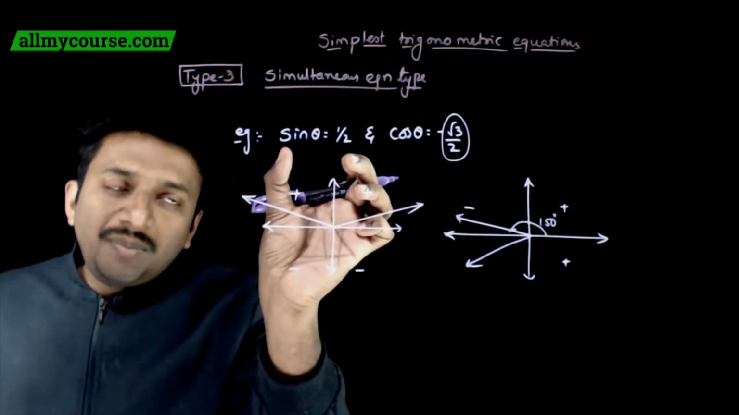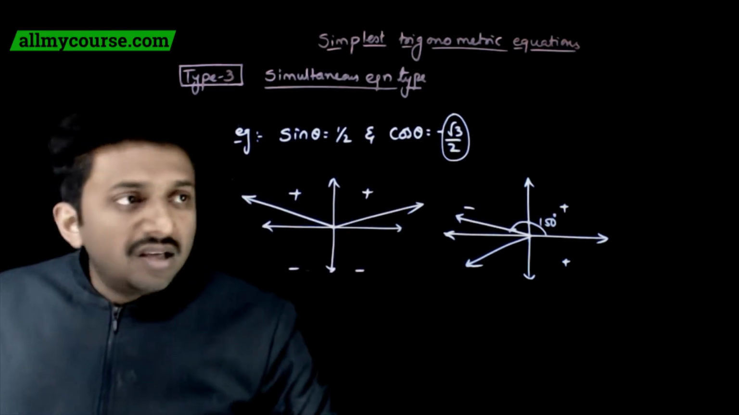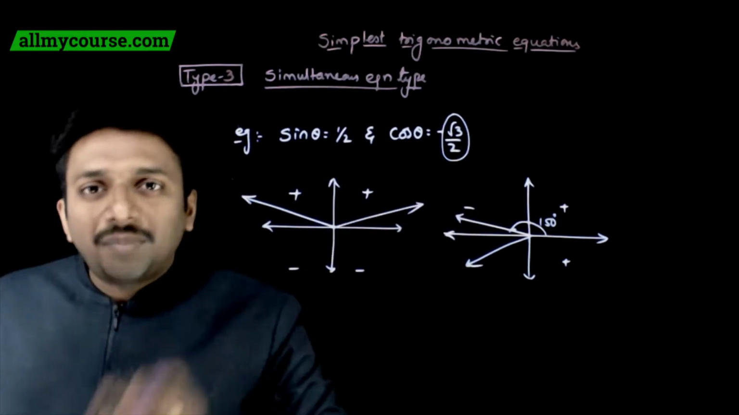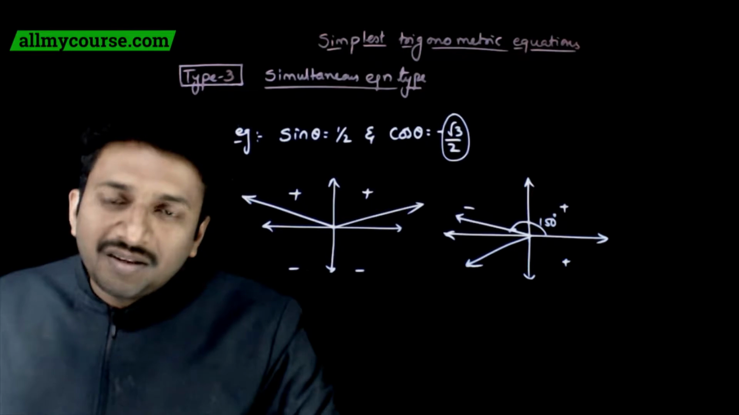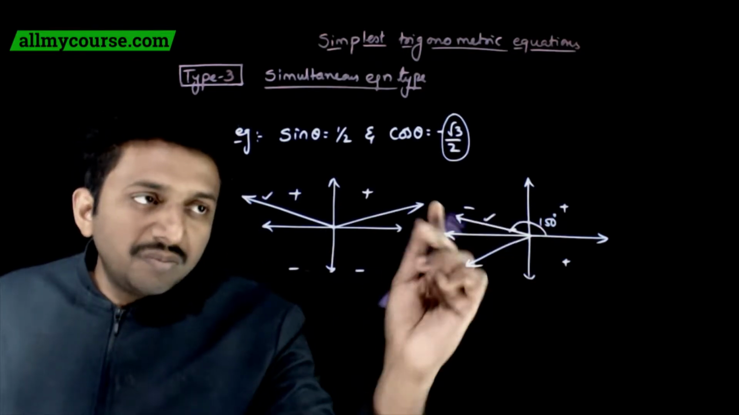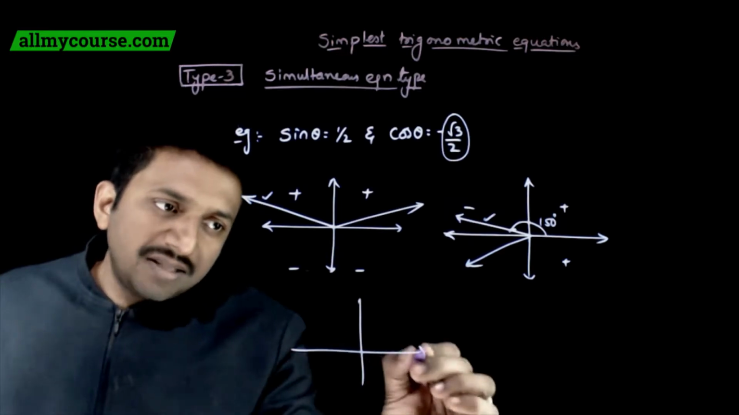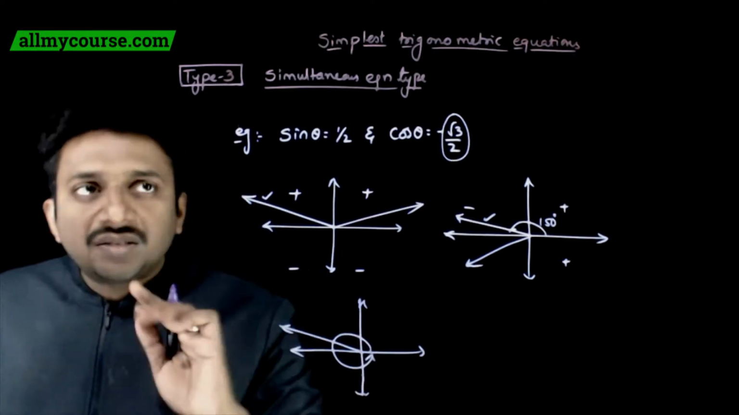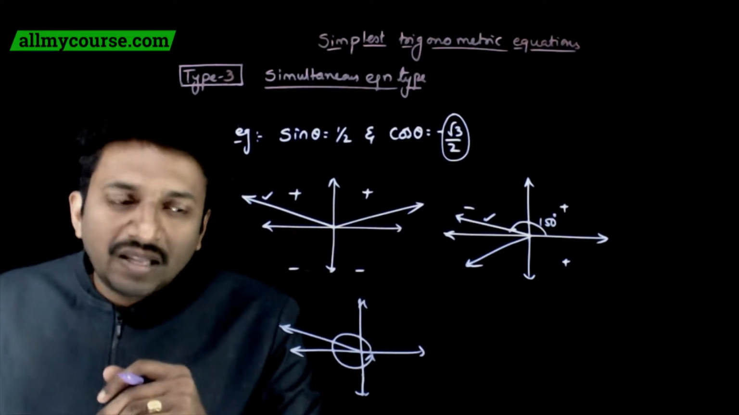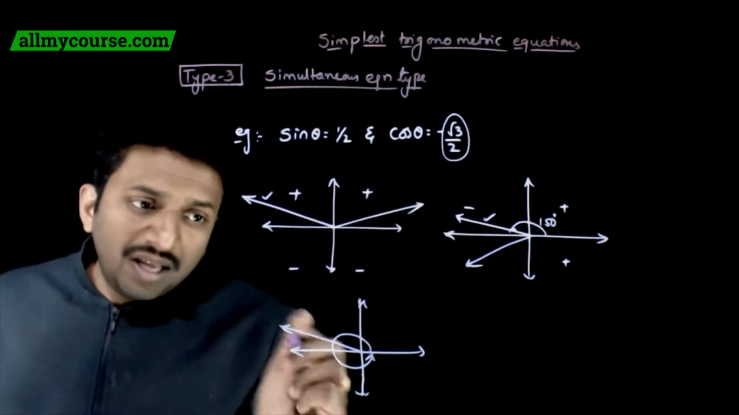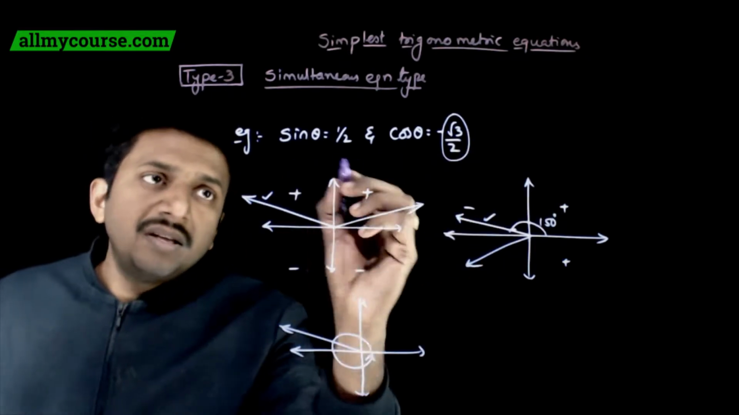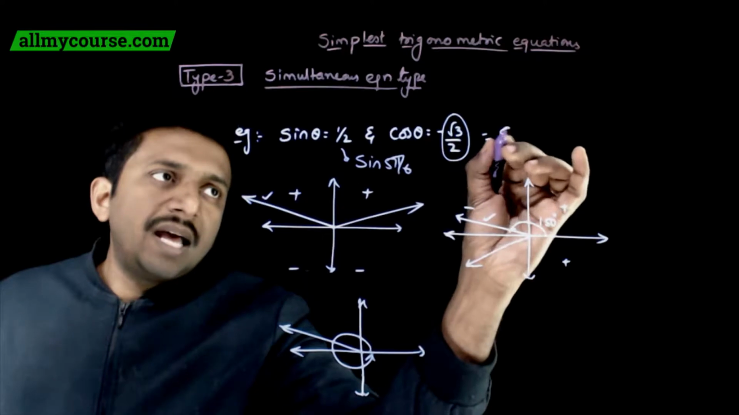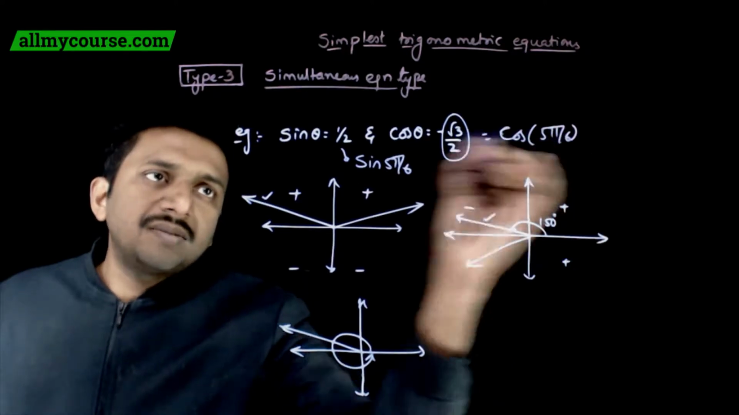Now sin theta will be equal to half at these two positions of the rays. Cos theta will be equal to minus root 3 by 2 at these two positions. So if these two should happen simultaneously, obviously the ray has to stop at the position which is common to both. So the answer is that you have only one position per revolution which satisfies both these equations simultaneously, and that position is 150 degrees, that is 5 pi by 6. So half can be written as sin of 5 pi by 6, and minus root 3 by 2 can be written as cos of 5 pi by 6.